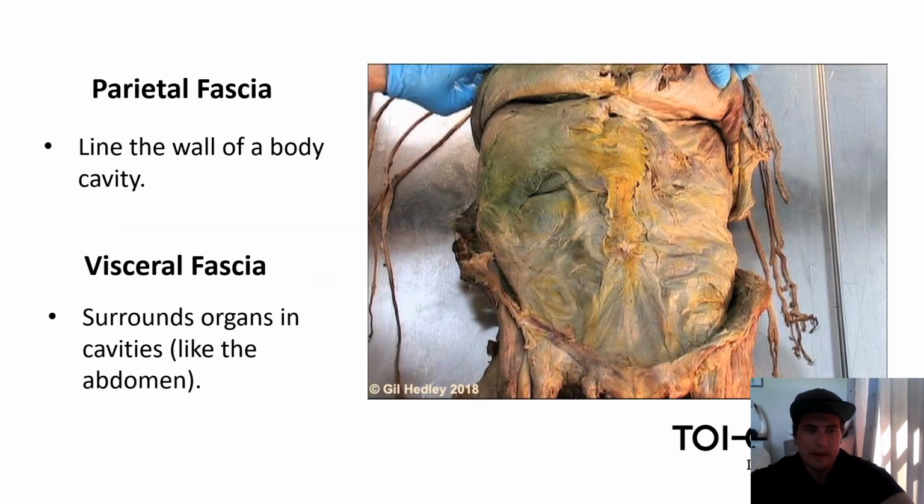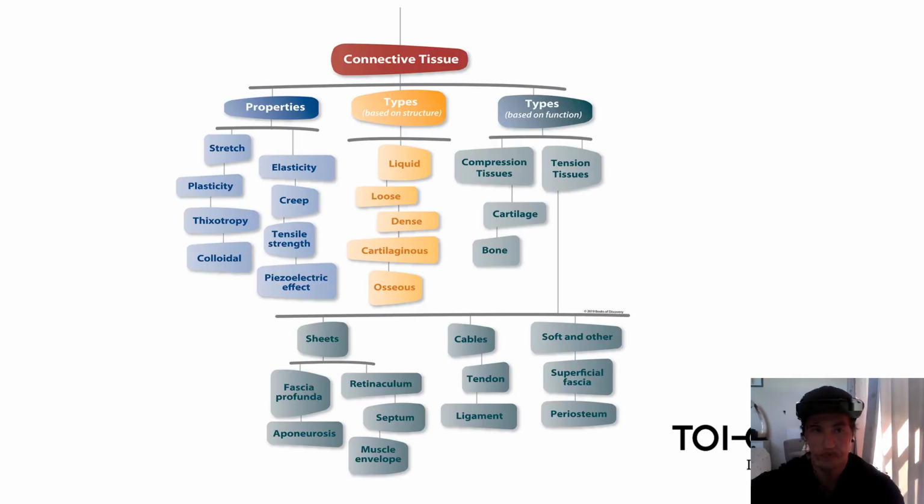Parietal fascia compared to visceral fascia. The parietal fascia lines the walls of body cavities. Cavities are a space, so we have connective tissue that provides those walls. And visceral fascia surrounds organs and cavities. So we've got cavity wall linings and then linings that surround the organs themselves. And here's a breakdown of these different types of connective tissues in terms of properties, structure, and function. It's quite a nice infographic to follow.